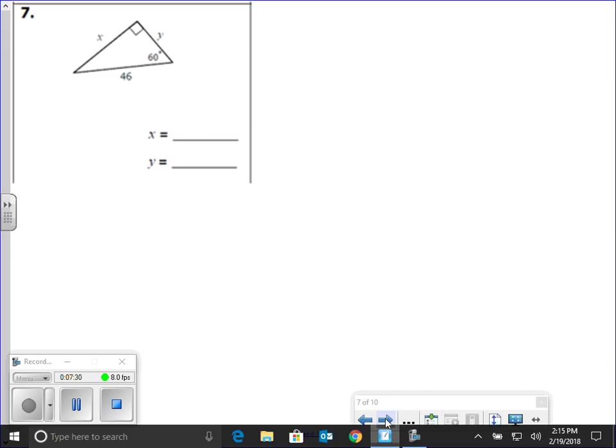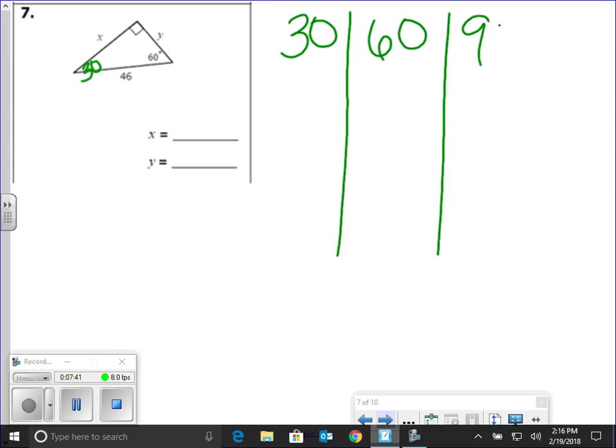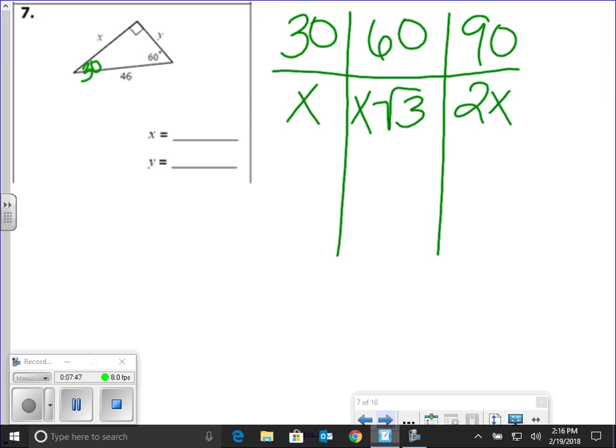Number 7 is a 30, 60, 90 triangle again. So we're going to set it up. 30, 60, 90. And we do our rule, x, x square root of 3, 2x. And we constantly keep writing the rule because the more we write it, the better we'll commit that to memory.